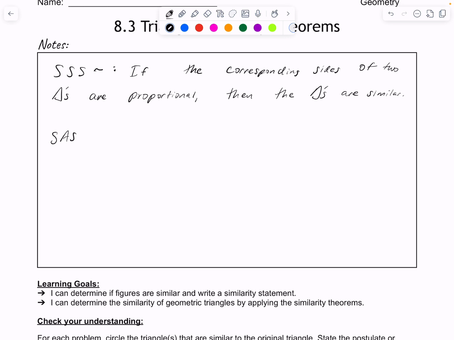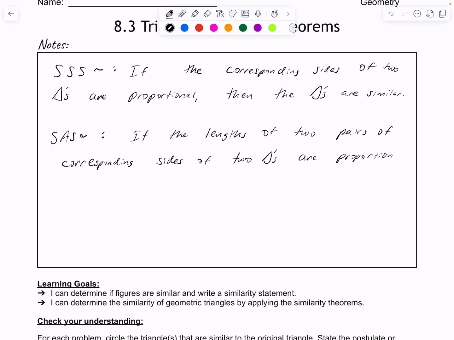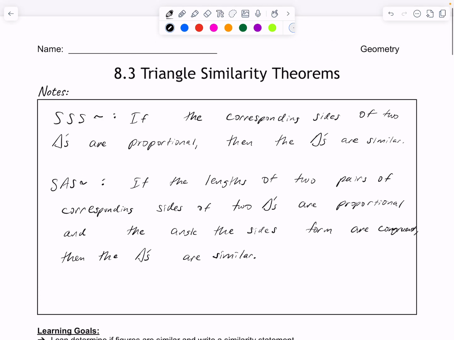Okay, and the other new one that we're going to use is side-angle-side similarity, and this is if the lengths of two pairs of corresponding sides of two triangles are proportional, and the angle the sides form are congruent, then the triangles are similar.